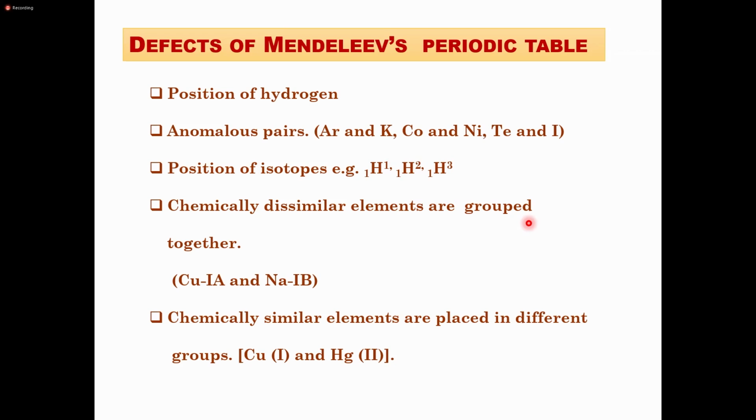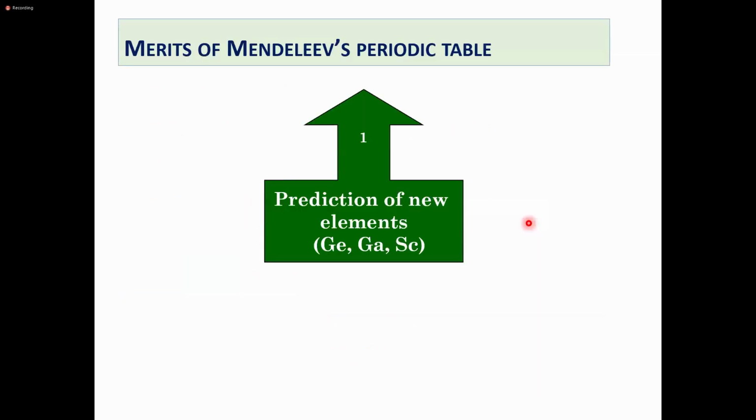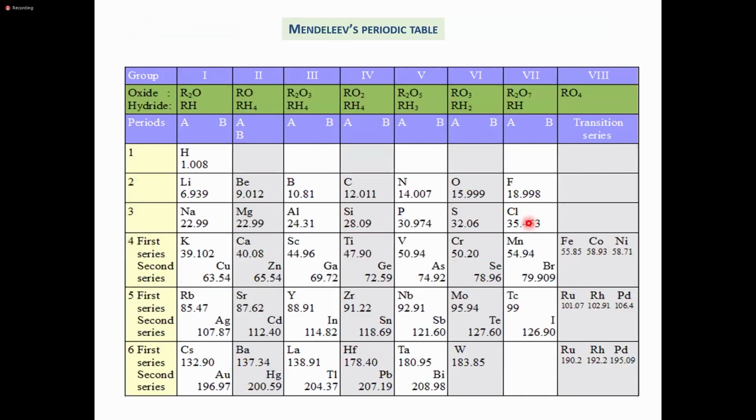Similarly, Mendeleev's periodic table also had some defects. First of all, the position of hydrogen. You can see lithium, sodium and potassium, and on top of lithium and sodium we can see hydrogen. If you go to the Mendeleev table, here we can see this hydrogen. Lithium, sodium, potassium are actually the alkali metals.